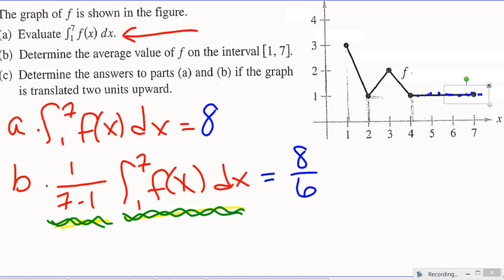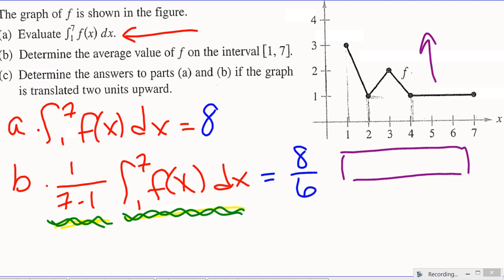All right, and the next part asks, and this is the part I really, really like about this question, what happens if the graph goes up 2? There are a couple ways you could think of this. One way would be to literally think about sliding this graph up. Then what you're going to accomplish is gaining a little rectangle of space underneath that graph. That rectangle would be 6 units wide and 2 units tall. So you're going to add 12 units of area.